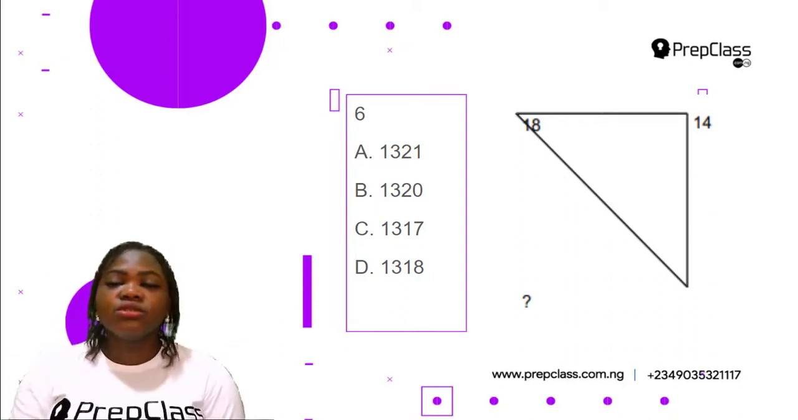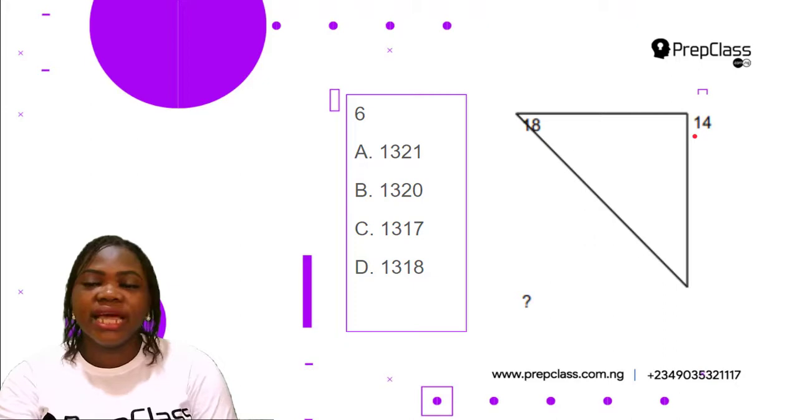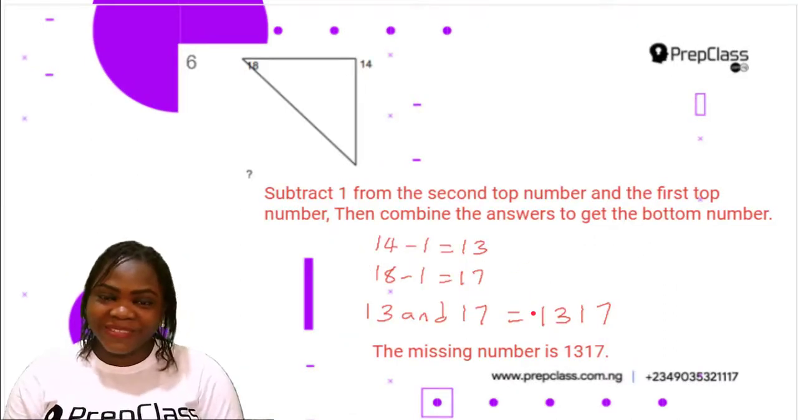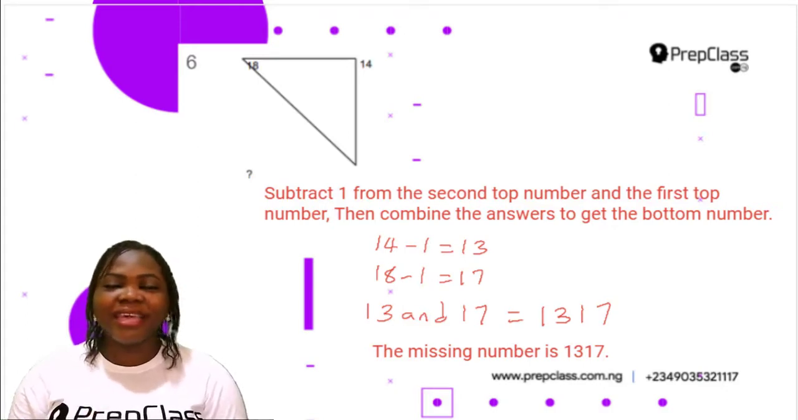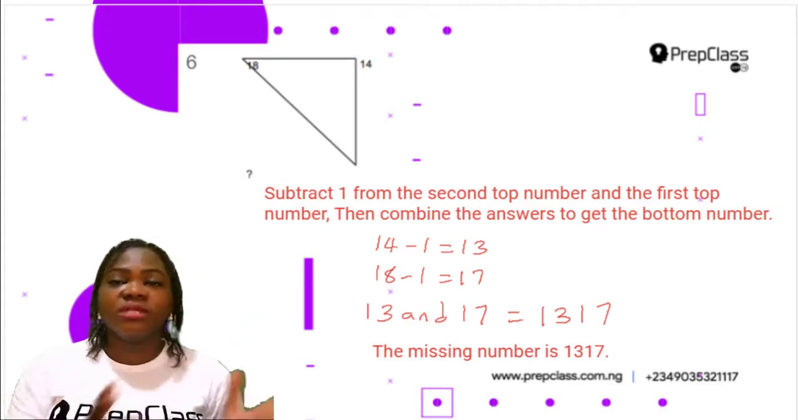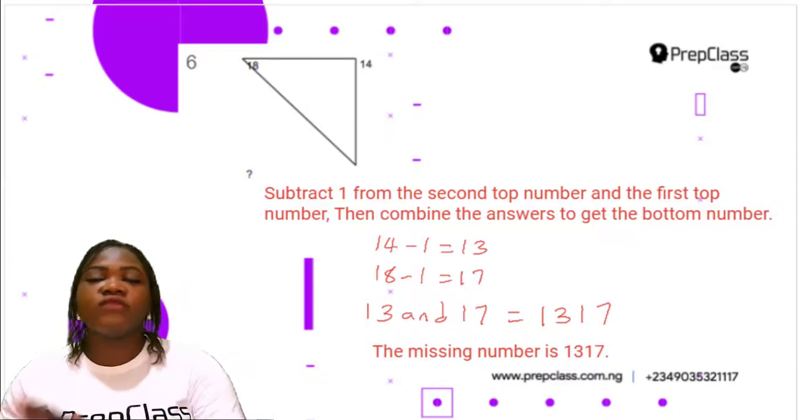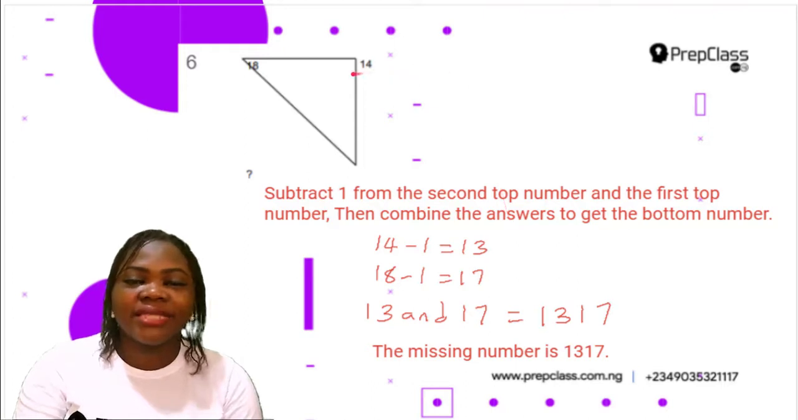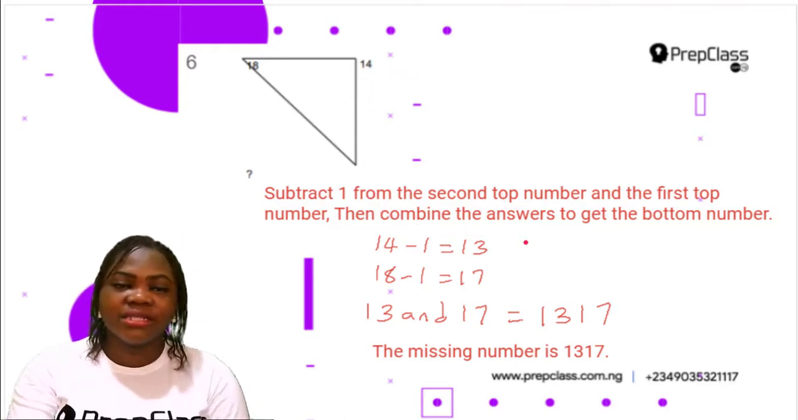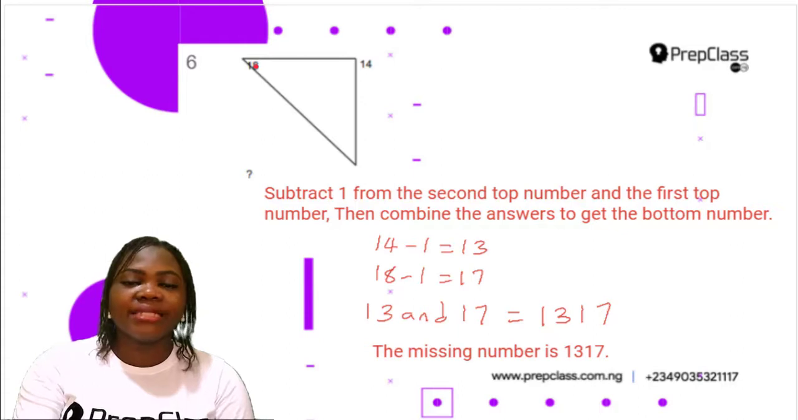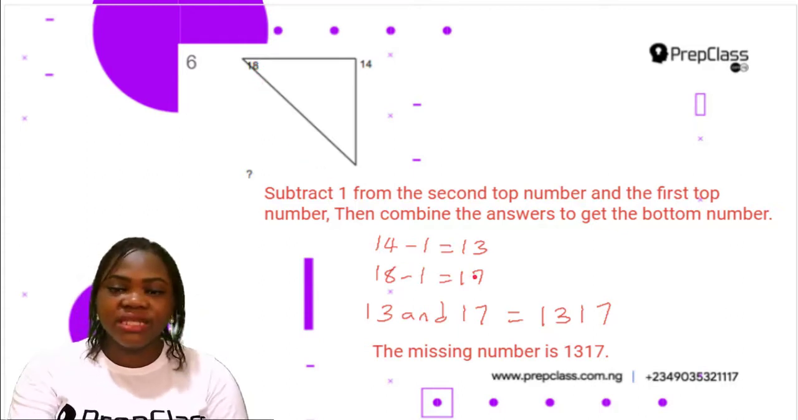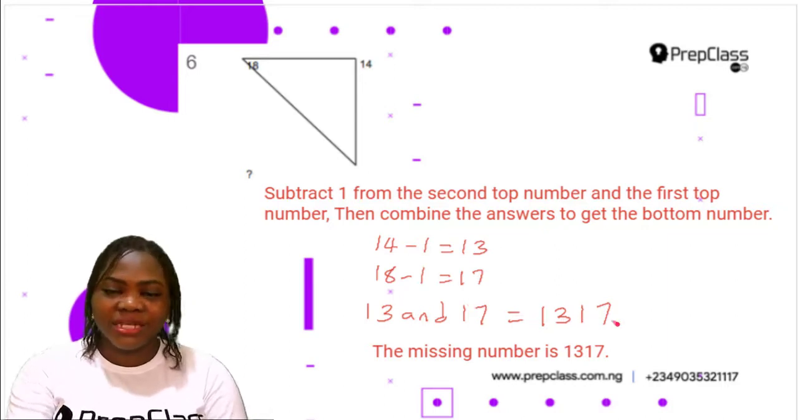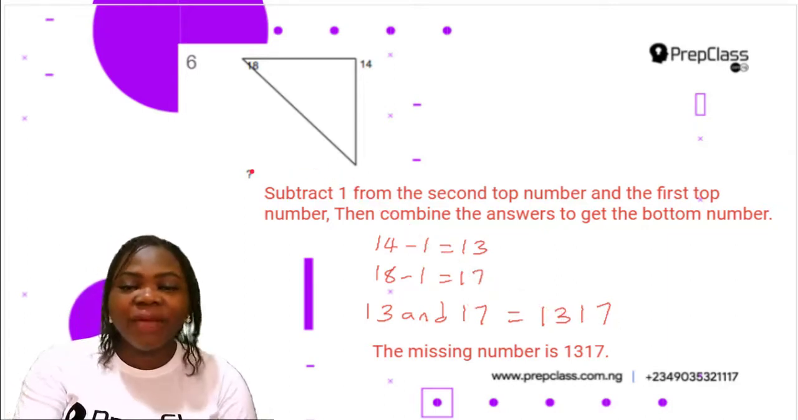Okay, so the first question, question 6. We're given the two top numbers as 18 and 14, and then the bottom number is missing. Do you still remember how to get the bottom number? Of course, you should still remember. All you have to do is to subtract 1 from the second top number, and then subtract 1 from the first top number as well, then combine the answers. So the second top number is 14. 14 minus 1 is 13. Then the first top number is 18. 18 minus 1 is 17. Now let's combine 13 and 17 together. We'll have 1317.